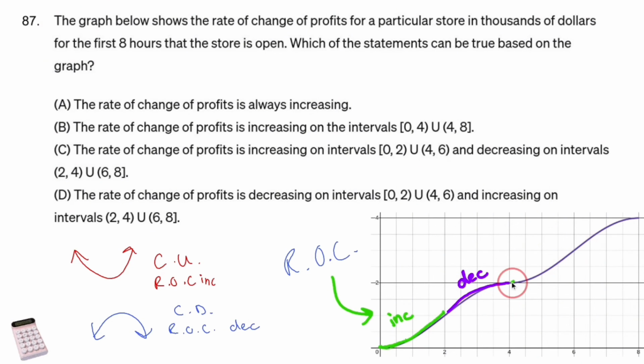Now it repeats the process. The rate of change is concave up, so this appears to be increasing right here, and then the rate of change is decreasing from 6 until the end. So the rate of change of profits is increasing from 0 to 2 and 4 to 6, and the rate of change is decreasing on intervals 2 to 4 and 6 to 8.